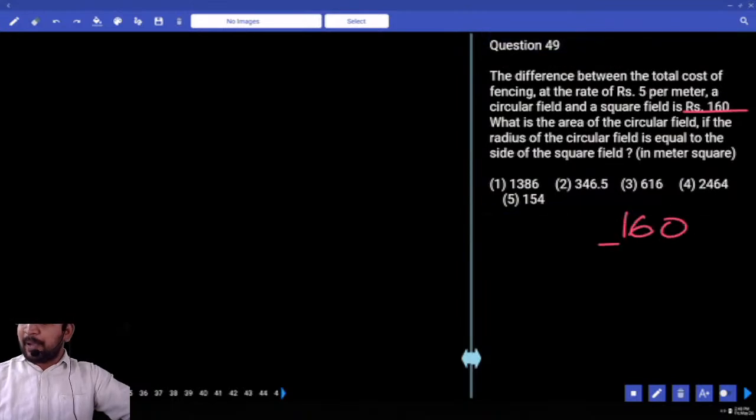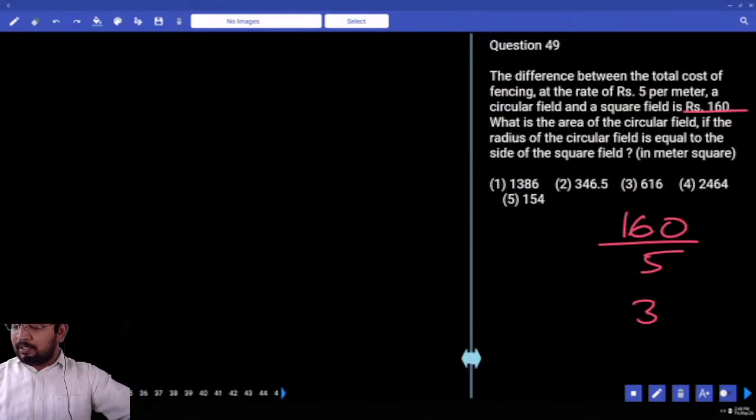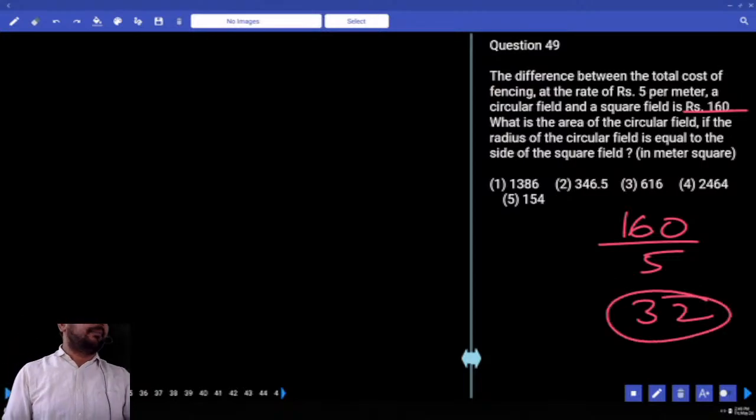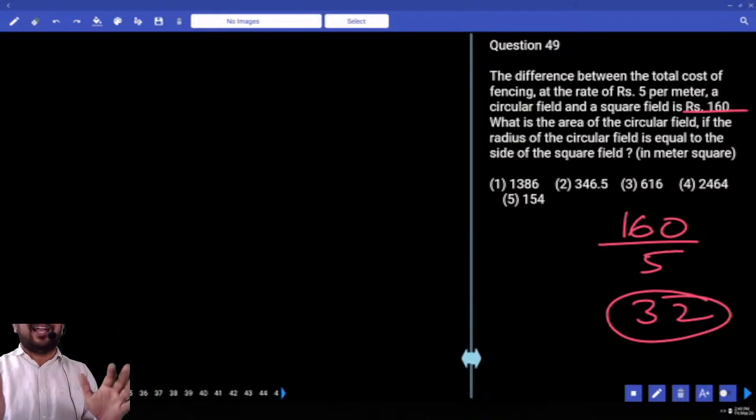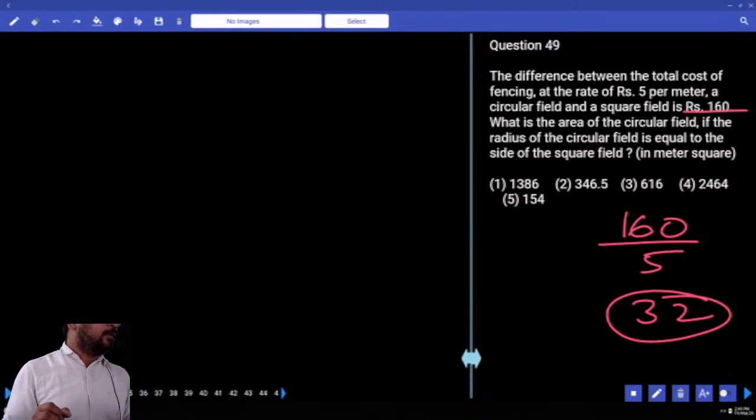160. Cost divided by per unit cost gives area or perimeter. Per meter is not area, that is perimeter, since it is only finishing. Per square meter is nothing but area. Per meter is nothing but perimeter.